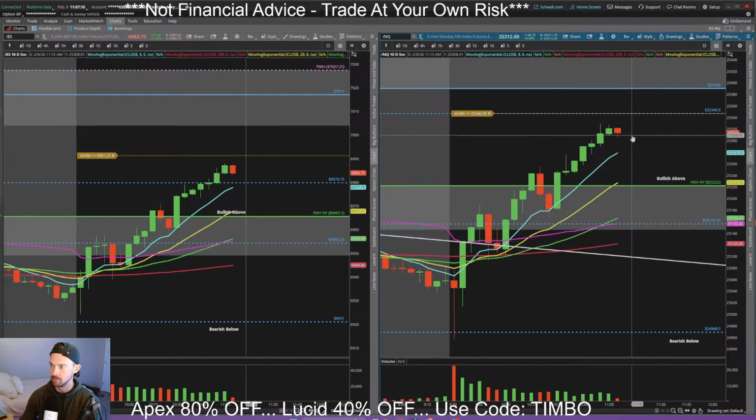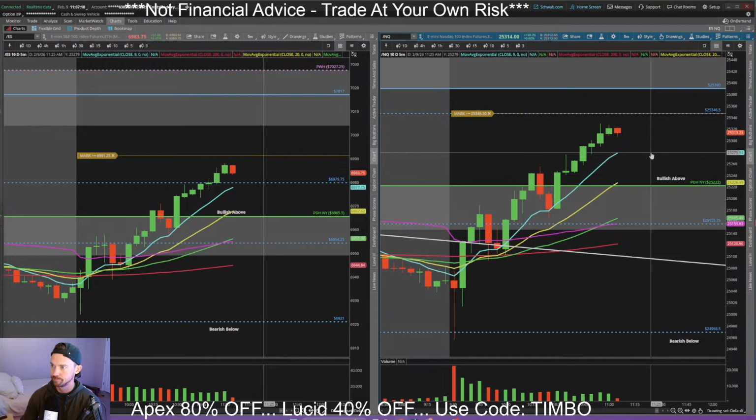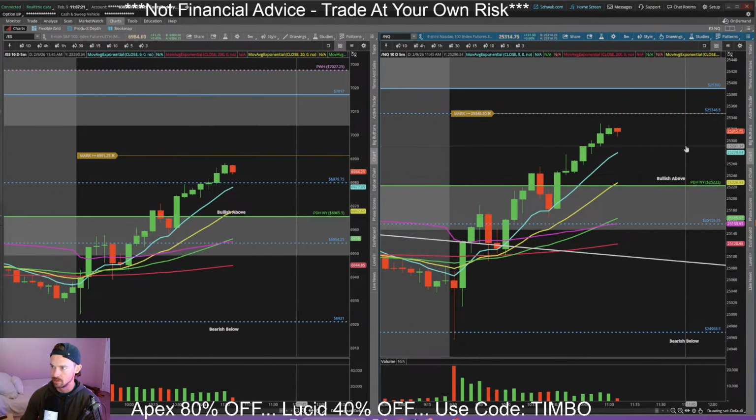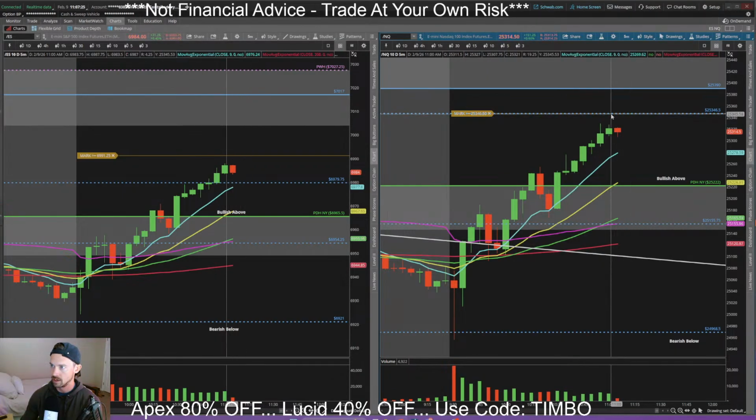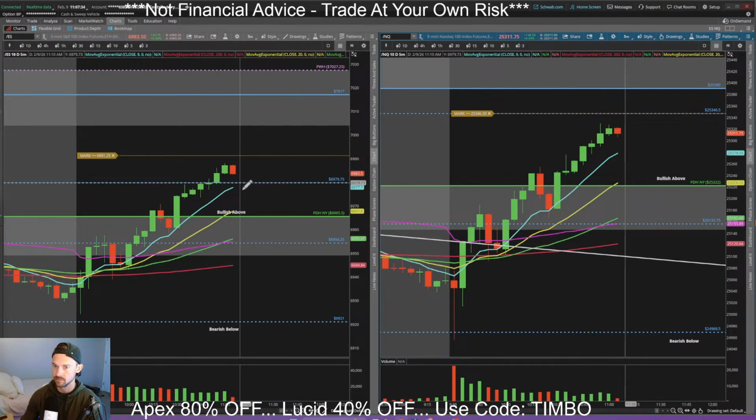All right, we're seeing a little bit of a pullback here now. Nothing crazy, but NQ still has this overnight high. ES is above it. We'll see if ES can maybe come down and test it.